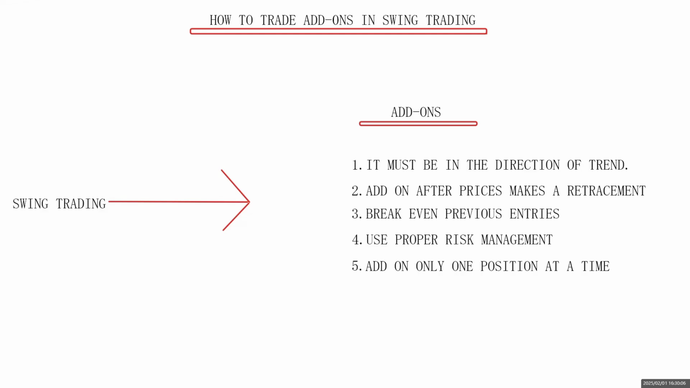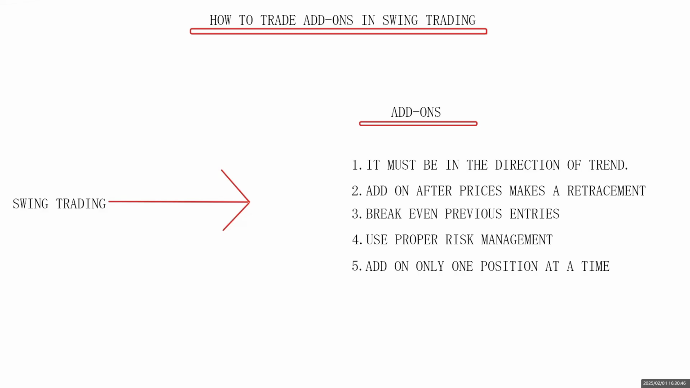So what are these add-on criteria that we follow? Number one, for you to be able to add on, the overall swing trade must be in the direction of the trend. This means you don't add on when you trade retracements, or when you are trading against the flow of the market. You only add on when you are trading in the direction of the market. If price is in the direction of the market and your original entry has soaked in some profits, and price gives us an opportunity for add-ons, we add on, knowing fully well that we are trading within the flow of the market.